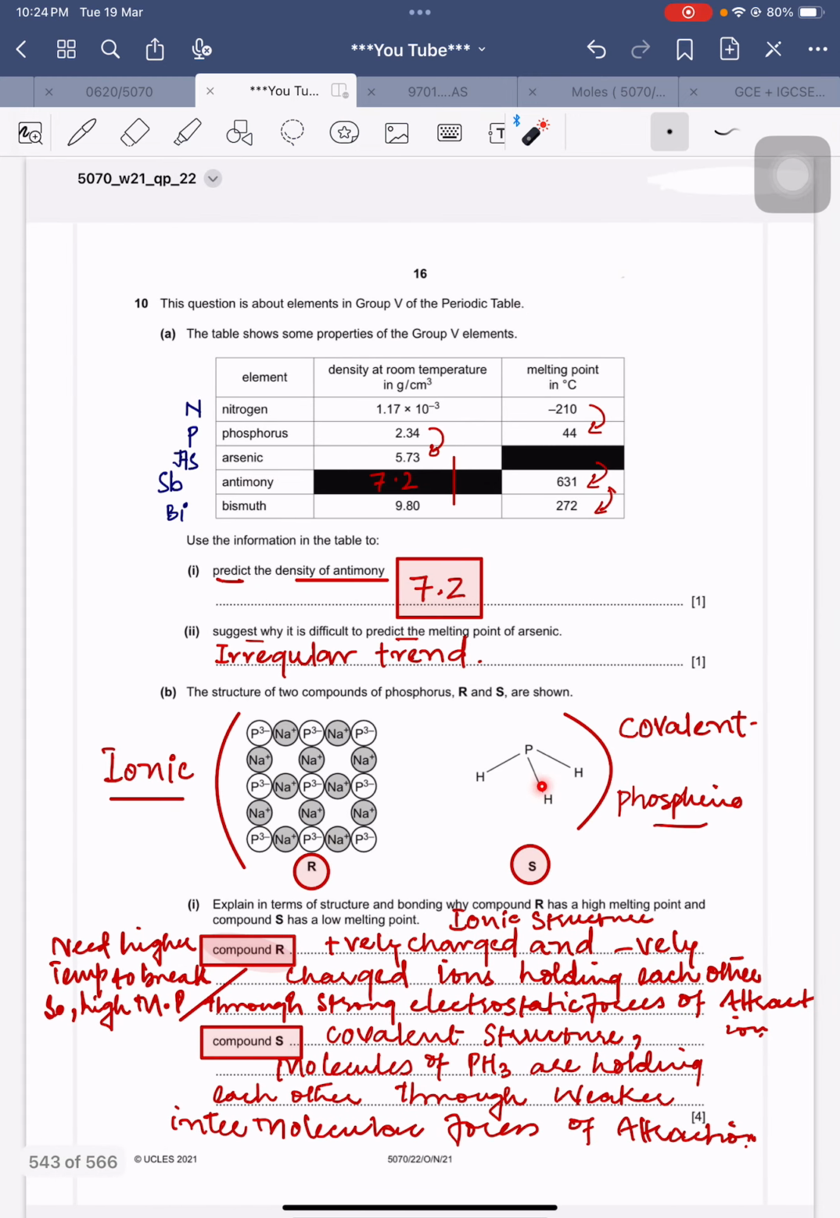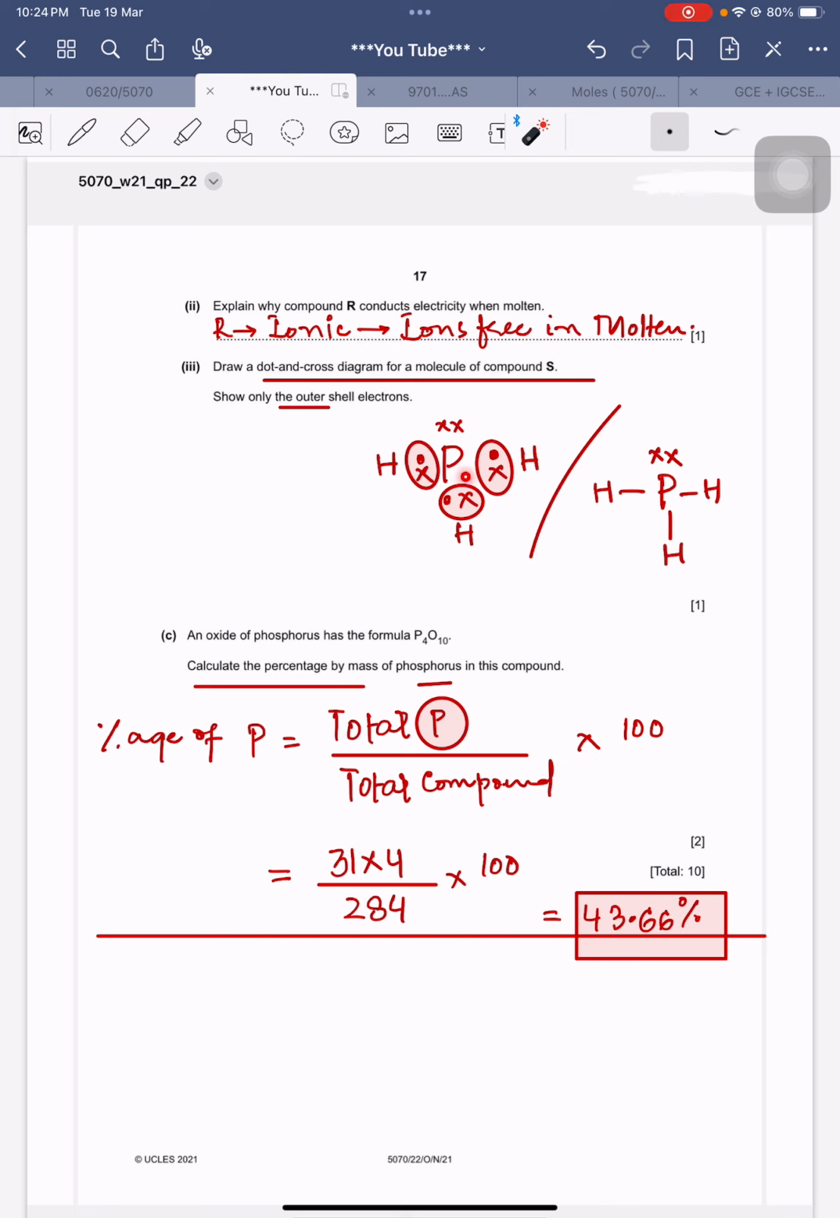It is PH3. You can see I have written here that P is going to share 3 electrons with 3 hydrogens. I am going to write the electronic configuration. It is 15, and 2, 8, 5. So it means that 5 electrons are there in the outermost shell. They are talking about all the outer shells, so we are going to draw all the outer shell electrons. Out of the 5, 3 are in the sharing region with 3 hydrogens, whereas 2 electrons are lone electrons.